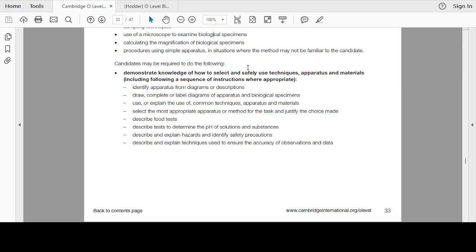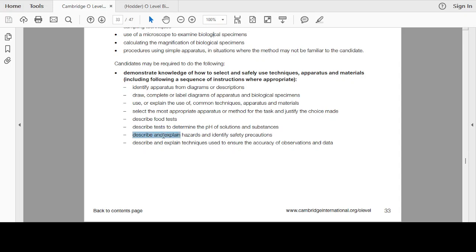Okay, so where were we? Yes, how to select and safely use techniques, apparatus, and materials. So you need to be able to identify apparatus from diagrams or descriptions, draw complete or label diagrams of apparatus and biological specimens. The drawing of biological specimens is another highlight of paper 4. Use or explain the use of common techniques, apparatus, and materials. Select the most appropriate apparatus or method for the task and justify the choice made. So, why are you using the apparatus or equipment for a particular test? Describe food tests. Describe tests to determine the pH of solutions.